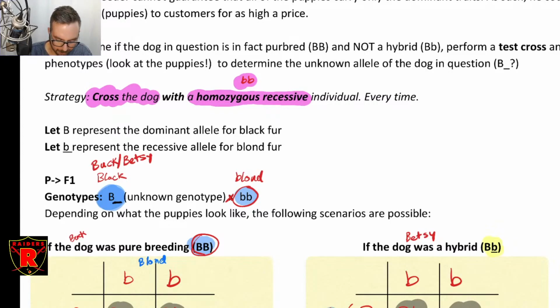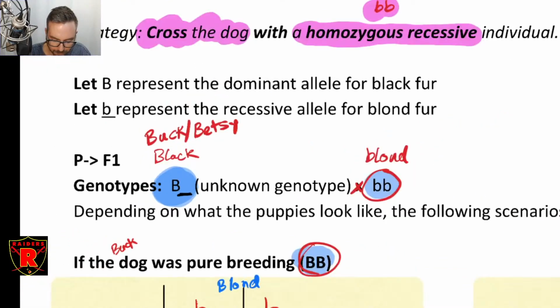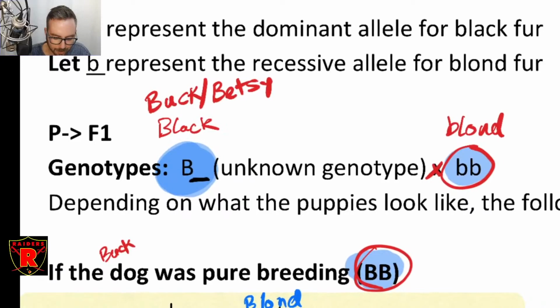So I wrote the let statements out here again. You would normally write them, right, as part of your problem solving. Remember that the dominant allele for black here is capital B, and small b represents the recessive allele for blonde. All right? So we're going to take both of our dogs. I gave them names. I call them Buck and Betsy. Doesn't matter. You can call them whatever you want. Which are black, but they have an unknown genotype.